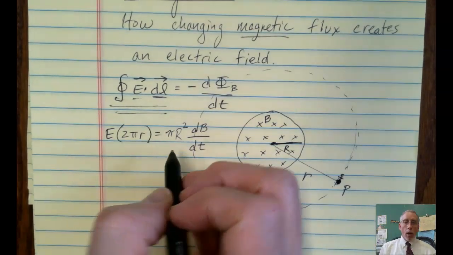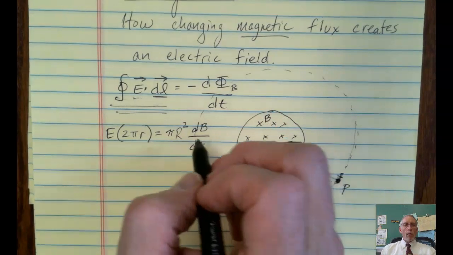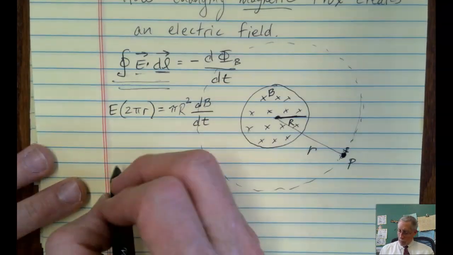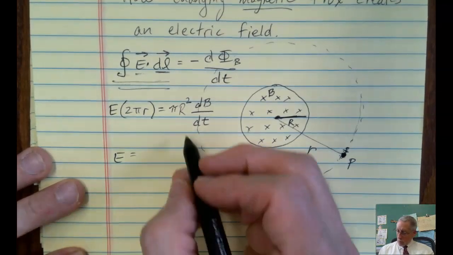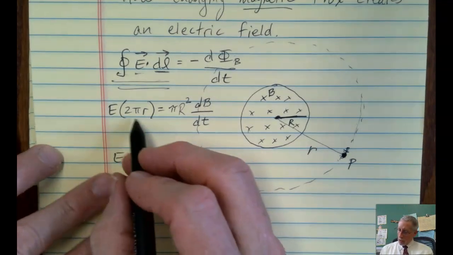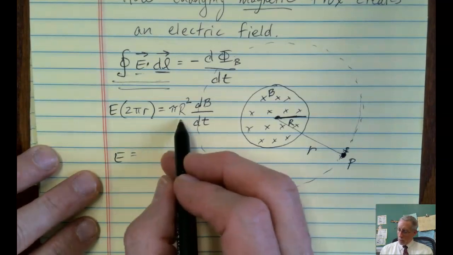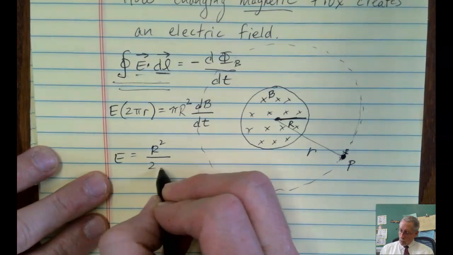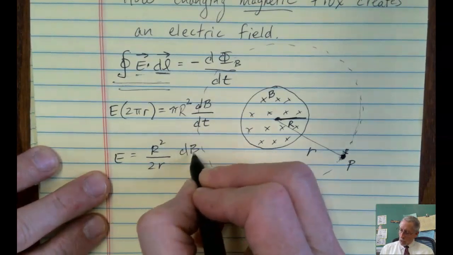And I left the negative sign. But you know what? I think I'm going to leave the negative sign off, and I'm going to do the direction part in a separate step. Okay? So now I'm going to solve for E, which is just a matter of bringing some things down here. So I'm going to divide by 2 pi little r. My pi's will cancel, and I'm left with R squared over 2 little r, dB dt.